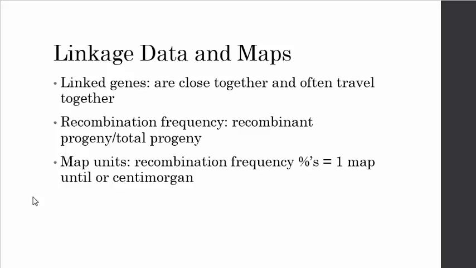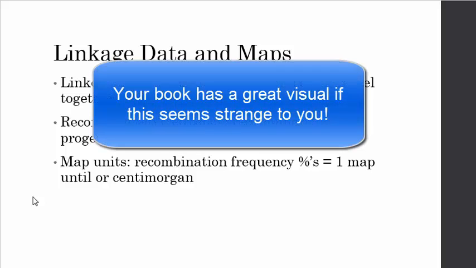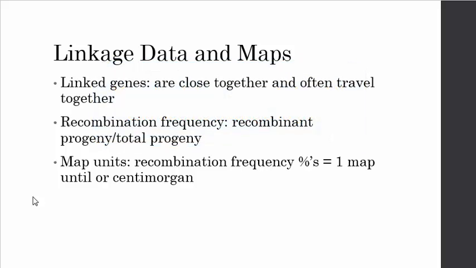So we look at the recombinant progeny over the total progeny. What I mean by that is, if we were curious how often gene A and gene B traveled together, we would breed a whole bunch of potential progeny. We would count all the progeny that had gene A and gene B, and we would divide that by the total number of progeny that we had in our entire system. And that's going to tell you their recombination frequency.